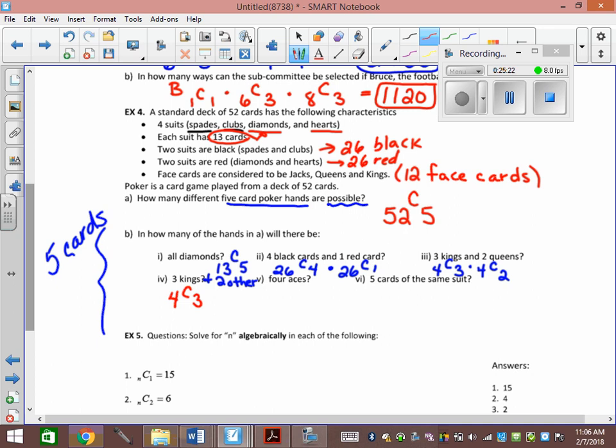They're going to have 4 choose 3 times 49 choose 2. That would be really wrong. You need to take off all the kings because it's two other than kings. How many kings are there? 4. Take the 4 kings off. I have 48 cards left. 48 choose 2. Okay?